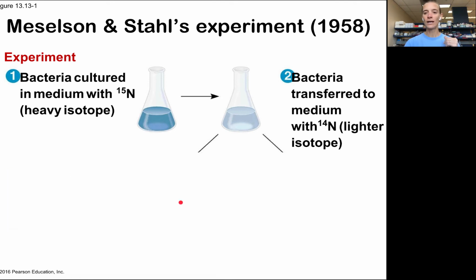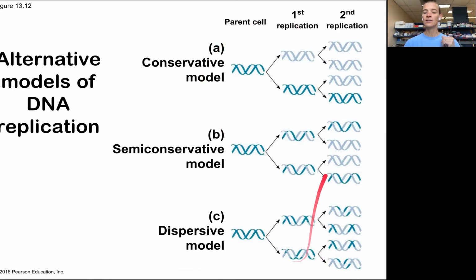So if we go back to this idea here, the only models that would help us in that way are the ones that show a combination of the heavier and the lighter isotope DNAs. And that's the case for the semi-conservative model. You can see that after the first replication, both of the cells will have DNAs that are heavier and lighter, so kind of in the middle, and also in the dispersive model.